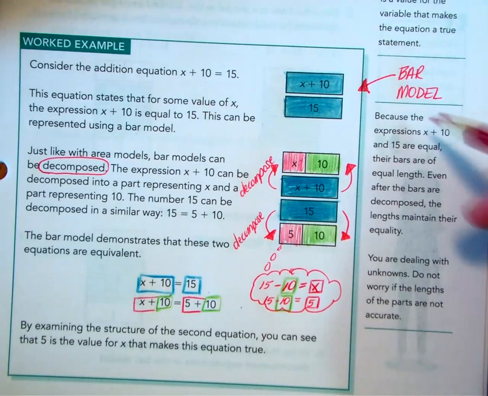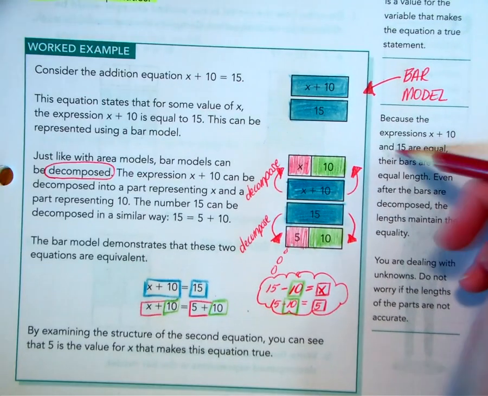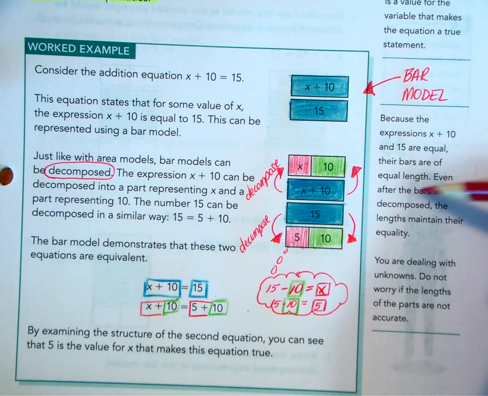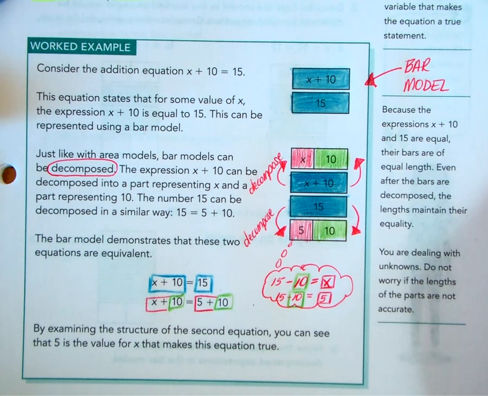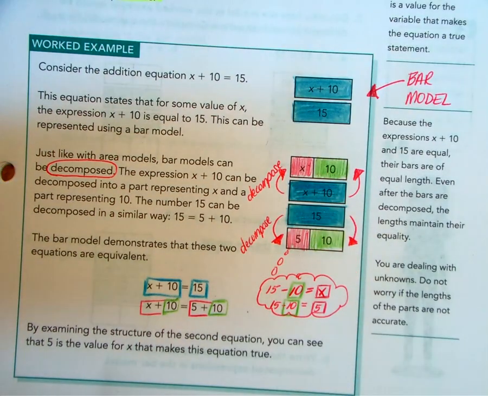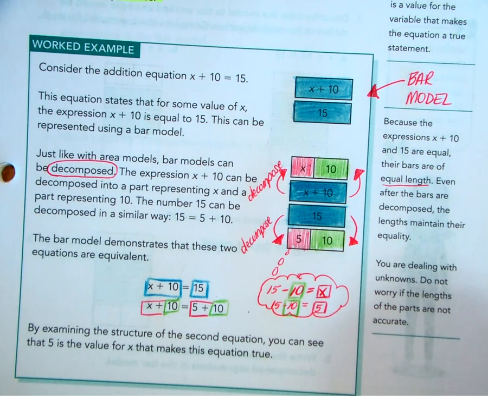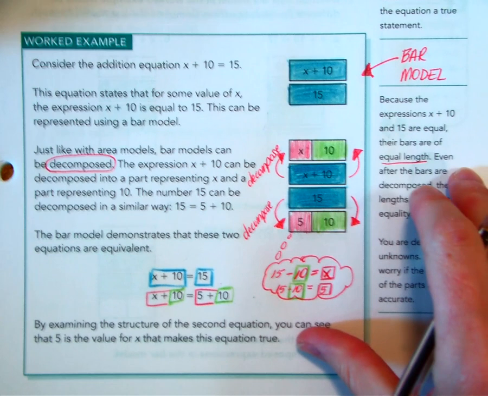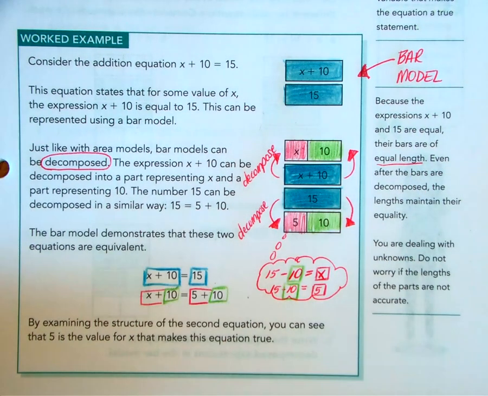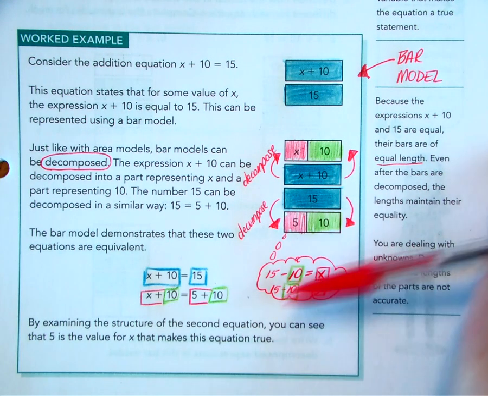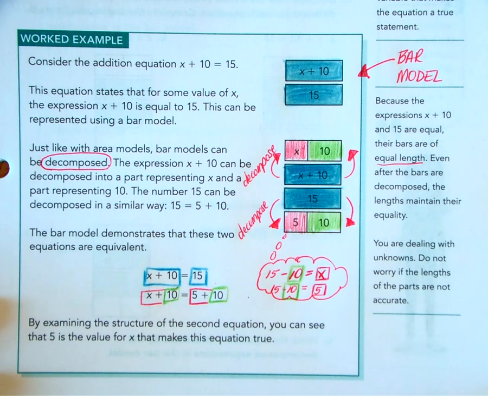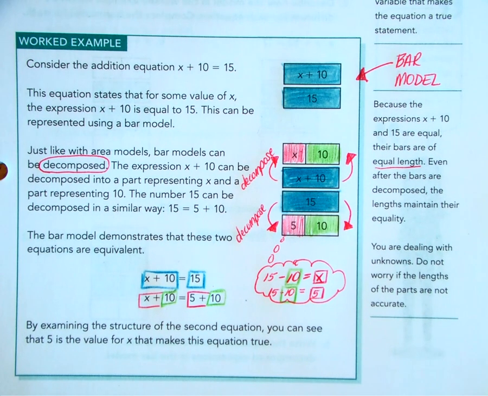Side note. Because the expressions x plus 10 and 15 are equal, their bars are of equal length. Even after the bars are decomposed, the lengths maintain their equality. You're dealing with unknowns. Do not worry if the lengths of the parts are not accurate. I think they're saying there, in this particular case, they are drawn to scale. But they may not always be drawn to scale. I find, though, in the bar model, that it usually is.